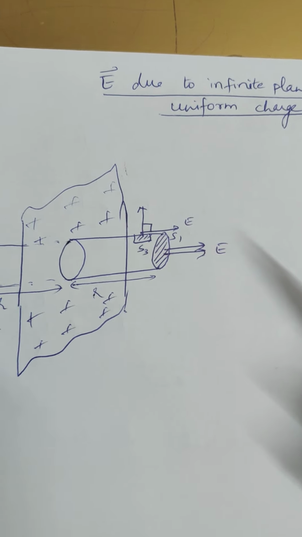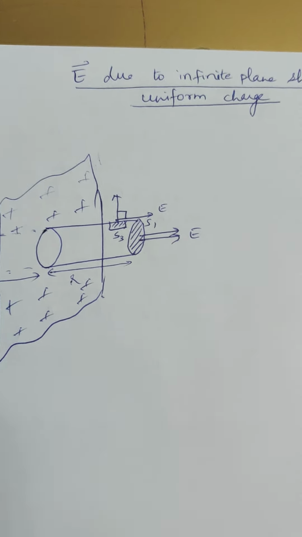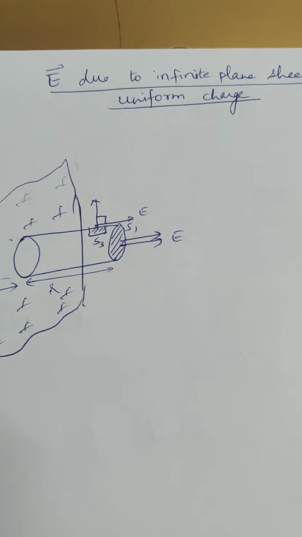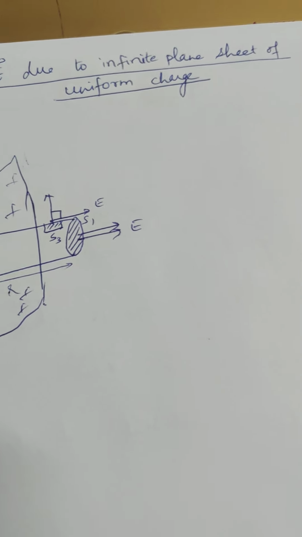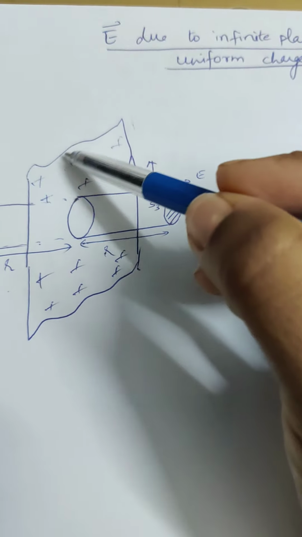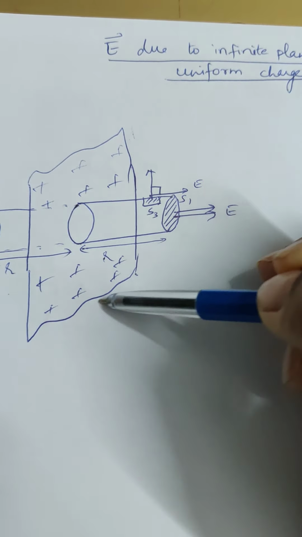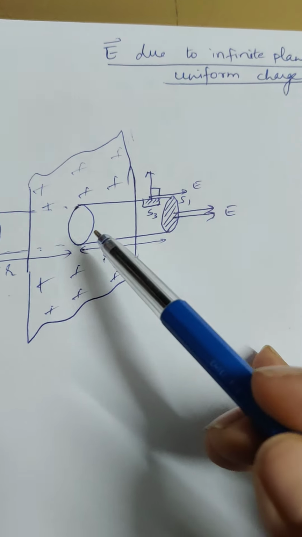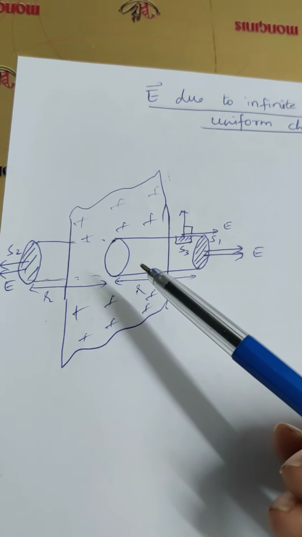Good morning, students. Now, the next topic, the application of Gauss law, is the electric field due to an infinite plane sheet of uniform charge. So, this is the infinite plane sheet. This shows that it is extended infinitely. Now, how will we take? Next step is to choose the Gaussian surface.